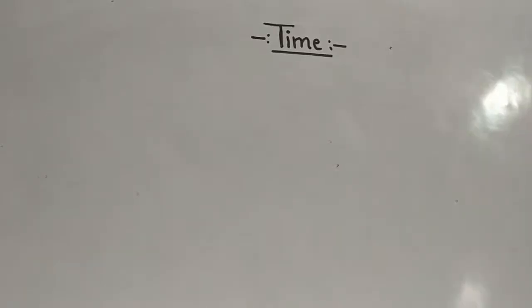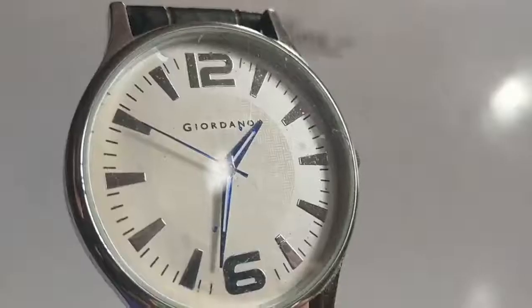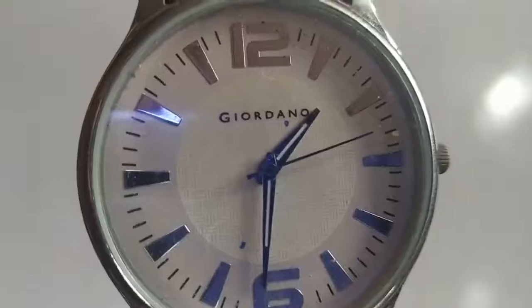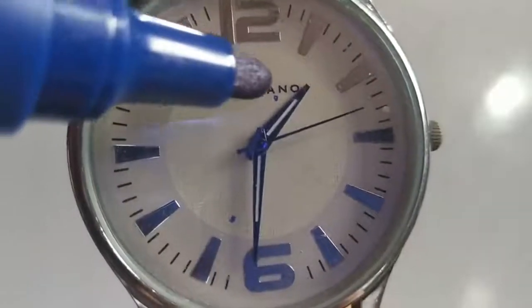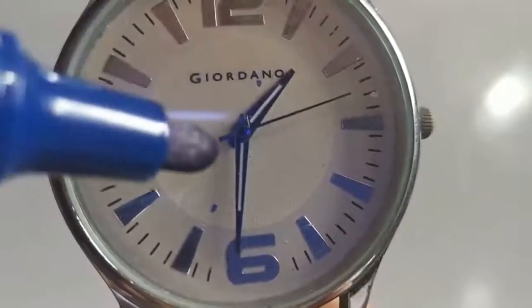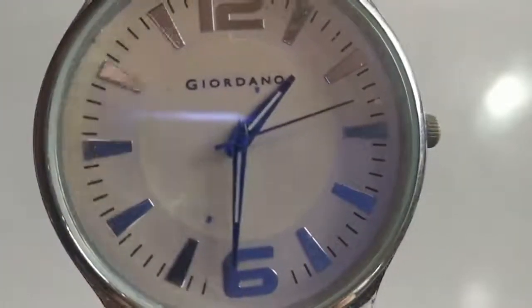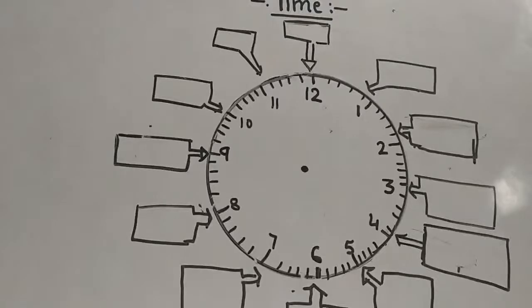Hello students, today we will discuss the topic time. The clock is used to measure the time. The short hand in the clock is called the hour hand and the long hand is called the minute hand. So, first of all we will see how to read the time in the clock.